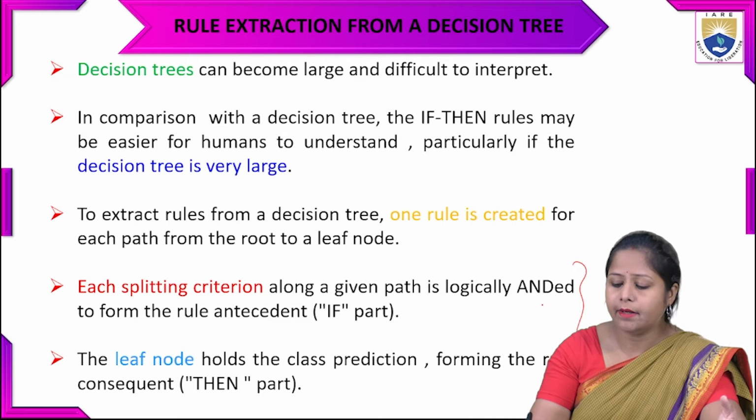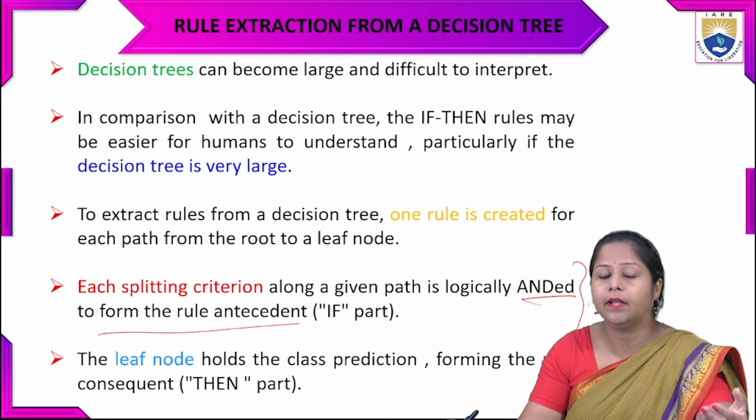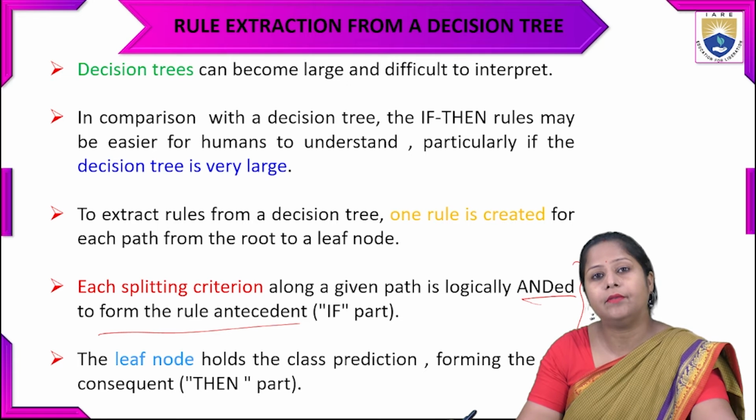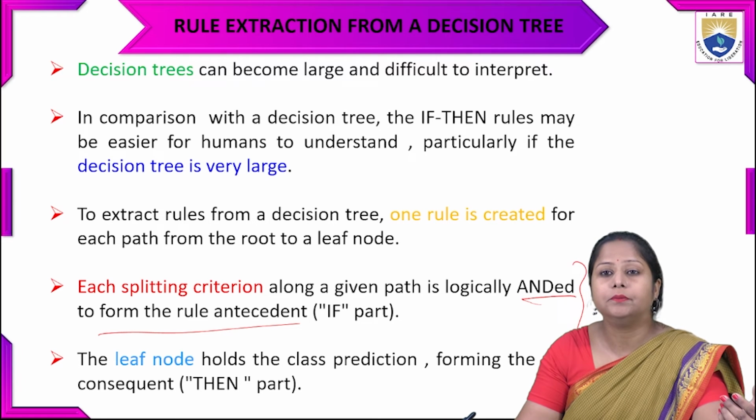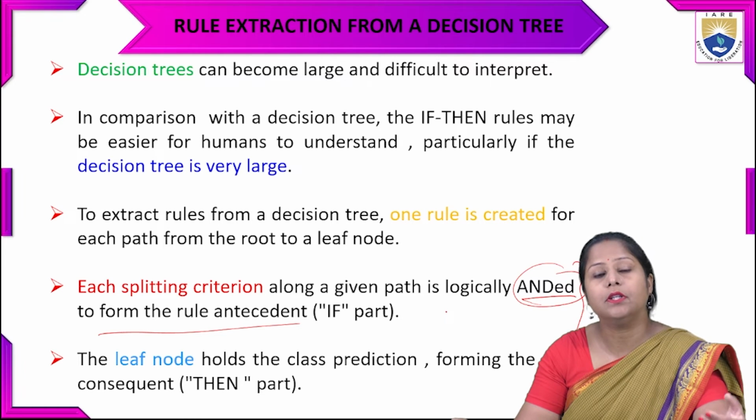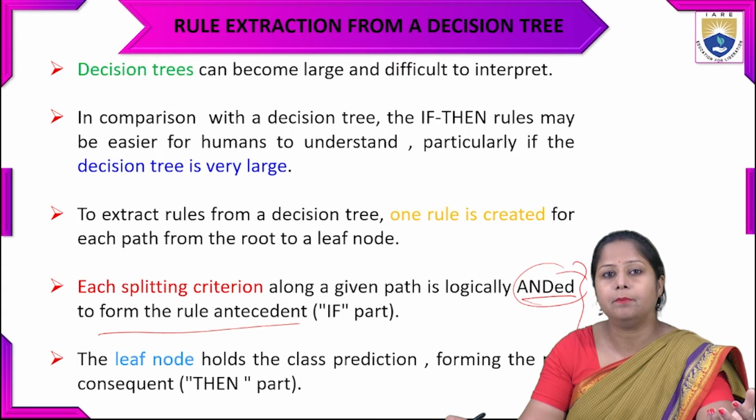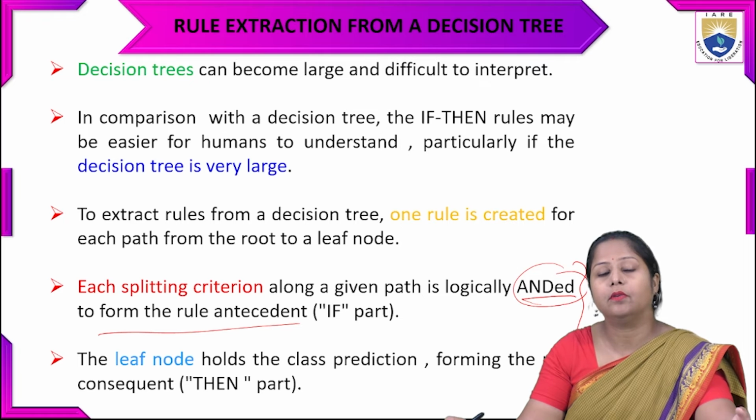So that will be ANDed from the rule antecedent that is in the if part. On the left hand side, whatever conditions are there, on the basis of that only we are going to split the branches from the root node, or we can say the internal node, right?